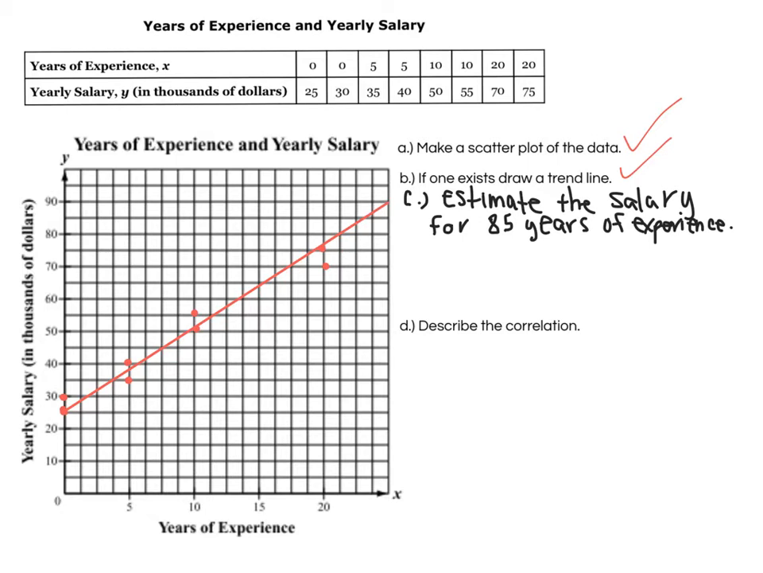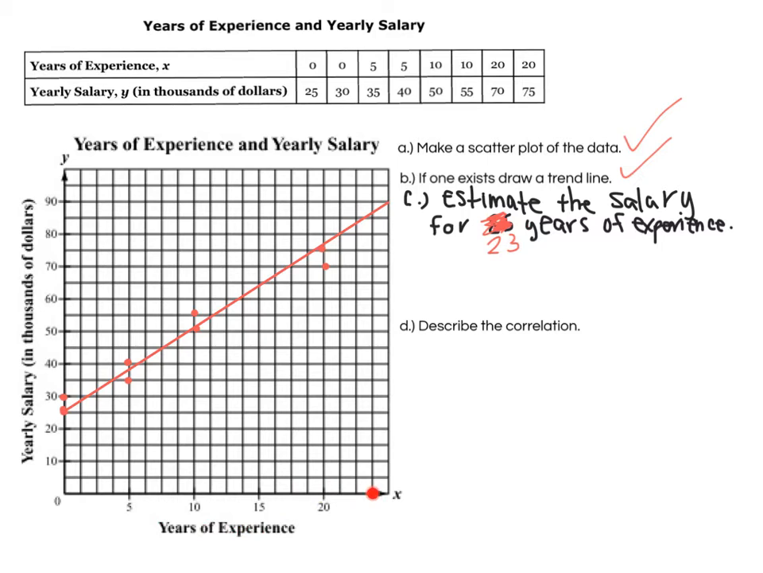Okay, so letter C, we're estimating the salary for, whoa, not 85 years. That's way too much. Don't know why it says that. Okay, we're estimating this for, we'll say 23 years. So what we're going to do is look at my x coordinates. These are my years of experience, and I'm going to look where it says 23 years. So 23 years right about here.